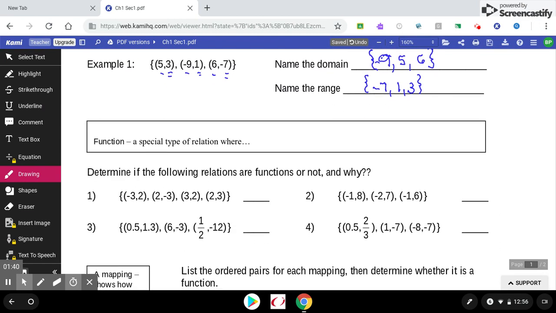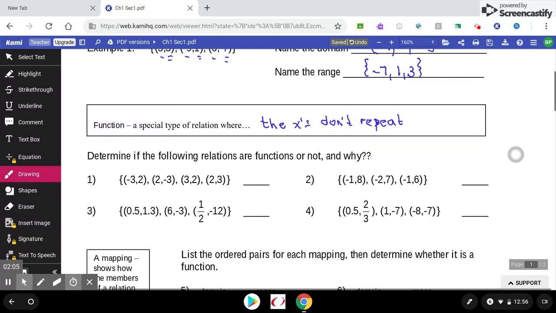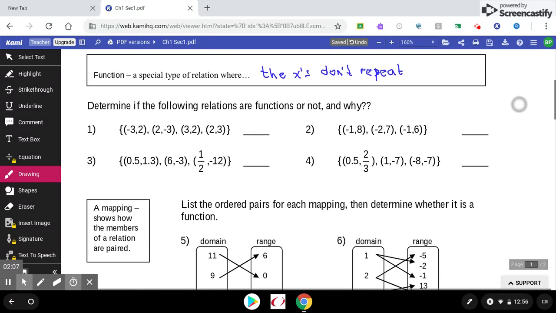So a function is a special type of relation where the x coordinates don't repeat. Now, there's a much more official definition than this, but that's what it comes down to, and that's what's going to help you determine whether it is or it isn't. So for these next 4 examples, all you're looking for is multiple x's that are the same. And in that case, we'd write no, it's not a function.